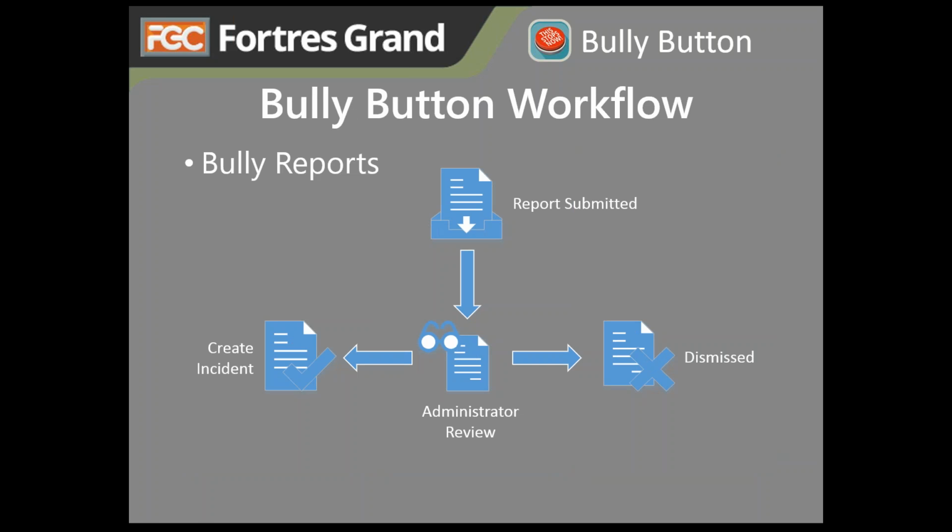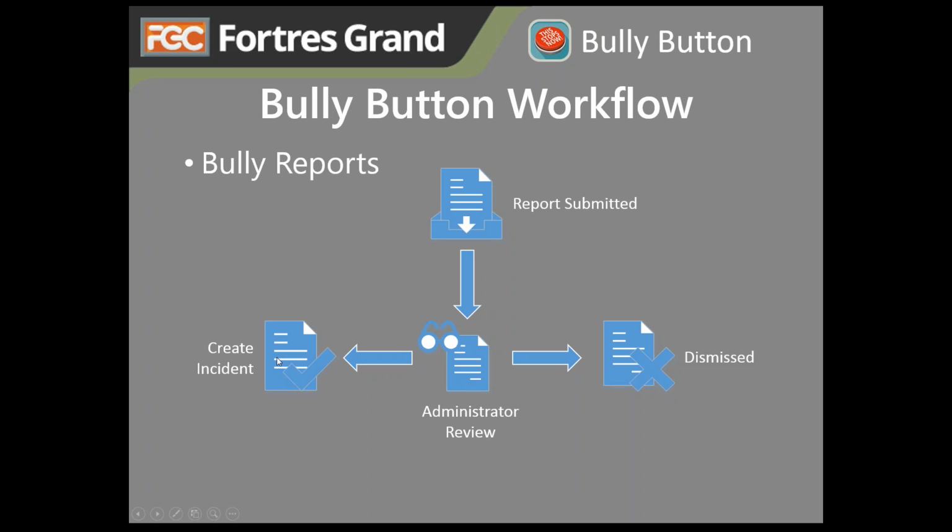And in Bully Button, what we do is take the information that is reported as a loose version of the events, and maybe it doesn't contain the full or properly spelled names of the bully or the victim, or maybe details are missing. So we take the report and convert that into an incident.